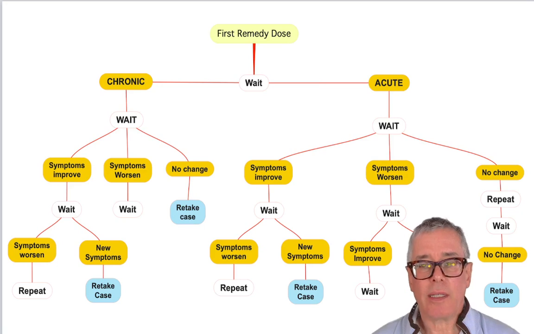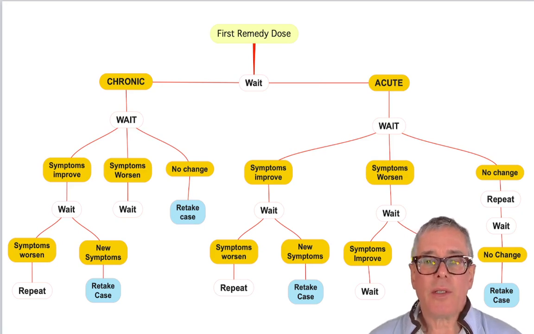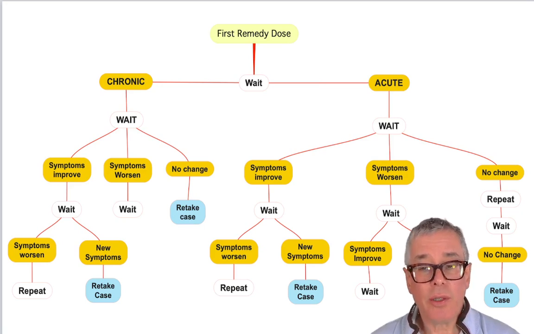So in the instance of no change in an acute disease, if you're really sure about the remedy, you could repeat, but still wait after the second dose. If there's no change, you retake the case. If there is change, you're in the category where the symptoms improve.